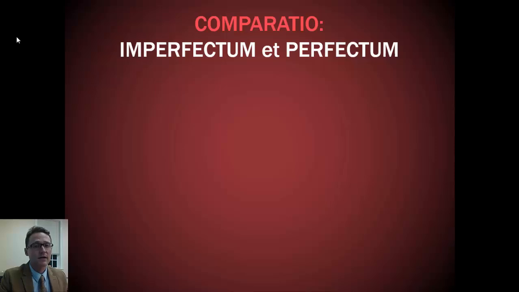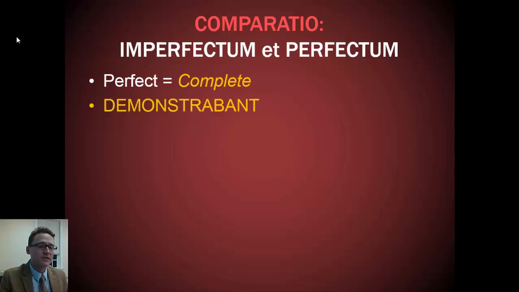Comparatio, comparison. Imperfectum et perfectum, between the imperfect and the perfect tense. When we look at the science of grammar, there are certain terms that are very important, and one of them is perfect. In terms of grammar, perfect means complete. That is to say, we are talking about an action that has come to an end and is contained as a single event. Now, we can talk about the same things that have happened both in the imperfect and perfect tense, but it's the way that we perceive of them.